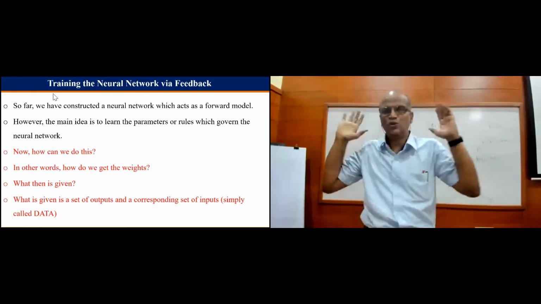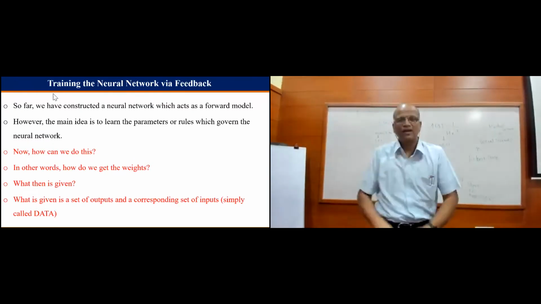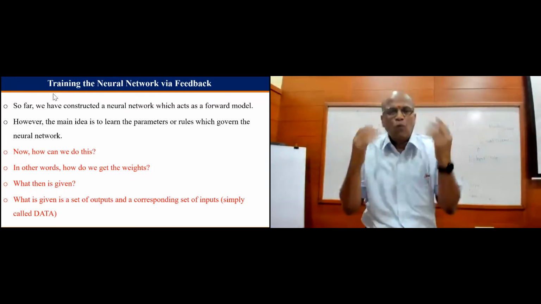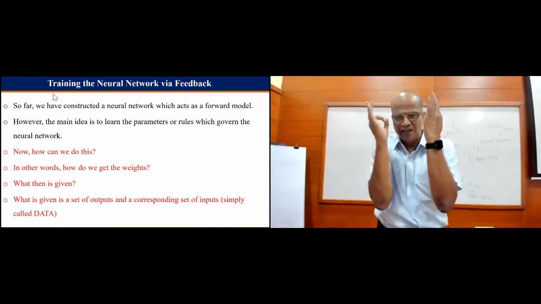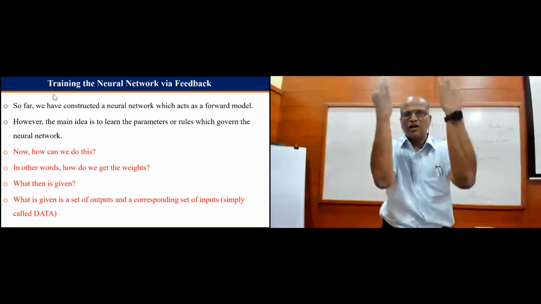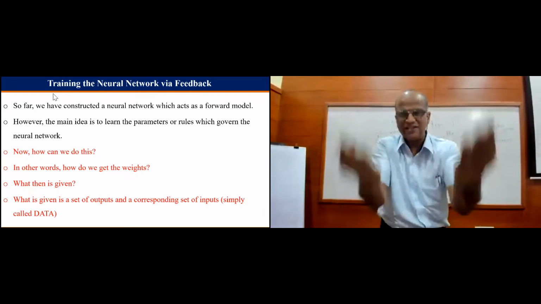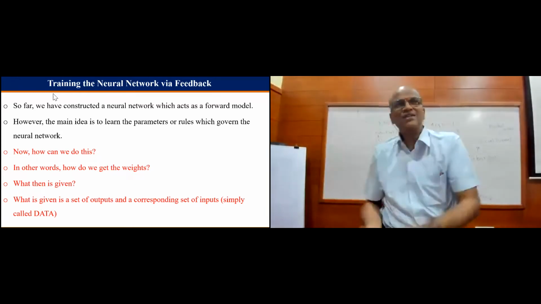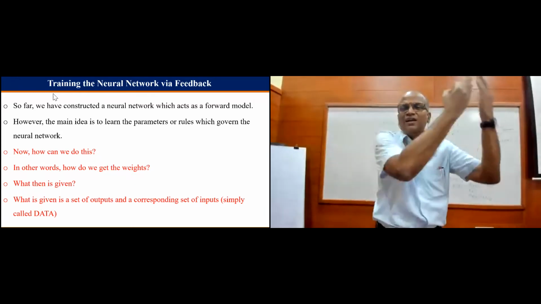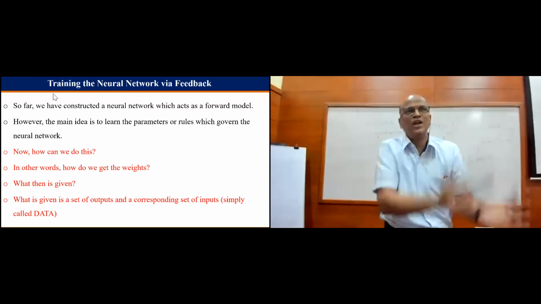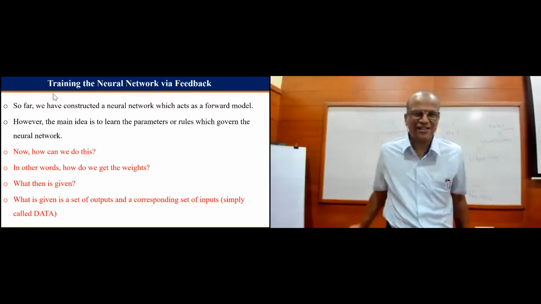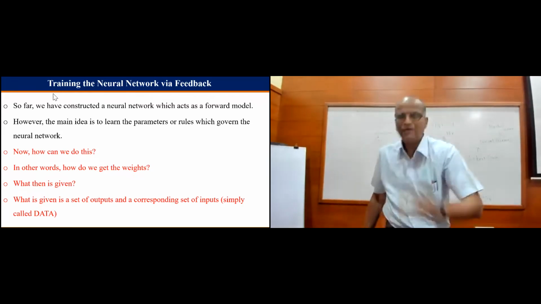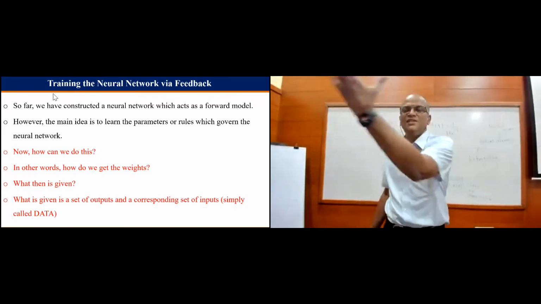How do we get the weights? So the question before is, how do I get the weights? All right, so what then is given? What is given is a set of outputs and a corresponding set of inputs, simply called data. So it is data driven. The neural network is data driven. Therefore, data science precedes machine learning, just like thermodynamics and fluid mechanics have to precede heat transfer. In a similar way, data science precedes machine learning.